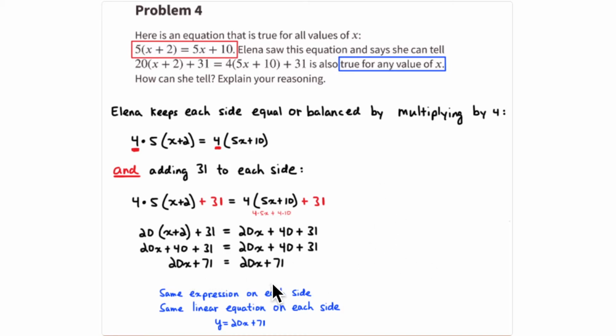Now, I didn't graph this, but you can see this is going to be the same line. If I write a separate equation for each expression, it will be the same line. Slope is 20, and the y-intercept is 71. Same expression on each side, same linear equation on each side, y equals 20x plus 71. So for me, I can now visually see what's going on.